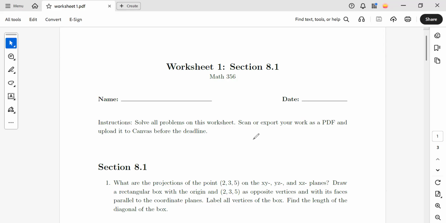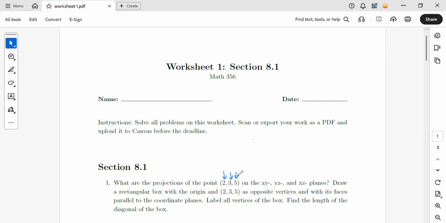Hello everyone. In this worksheet, we are going to work on section 8.1, which is about coordinate systems. As you see in the first example or problem, we are going to find the projections of the point on the xy, yz, and xz plane. And we are supposed to draw a rectangular box using these points. And we are going to use the x value, the y value, and the z value.